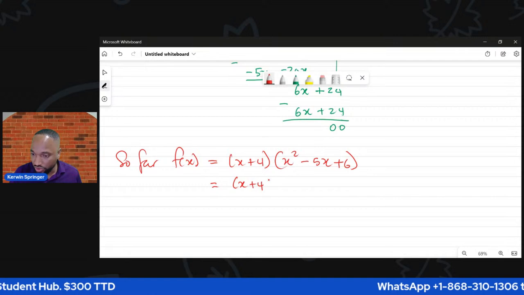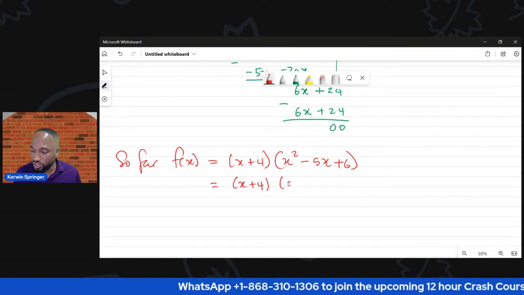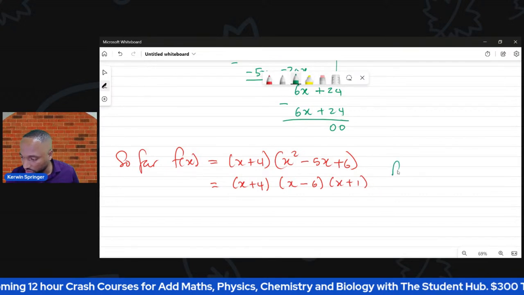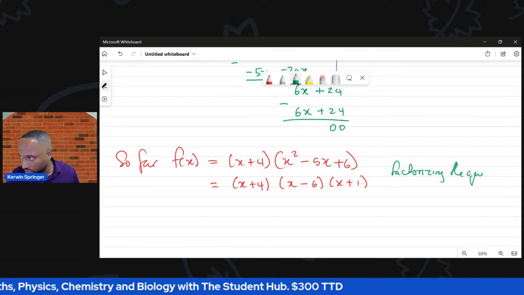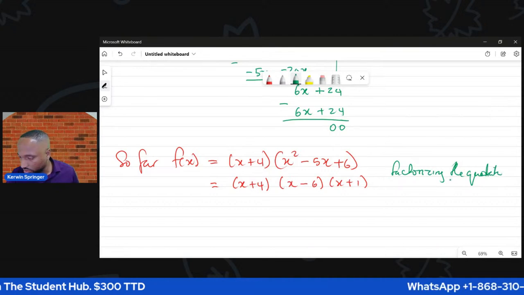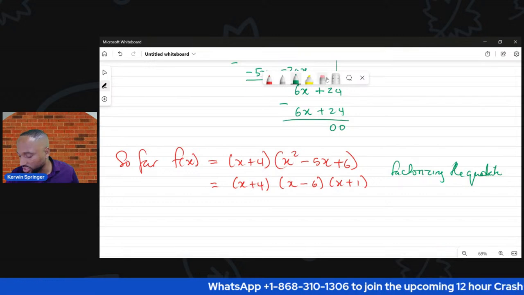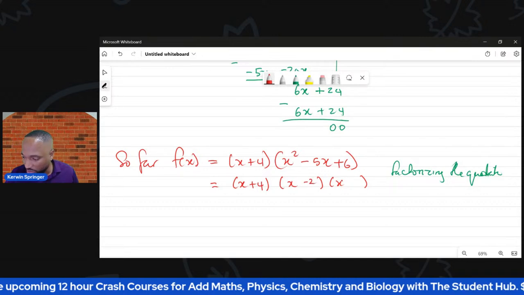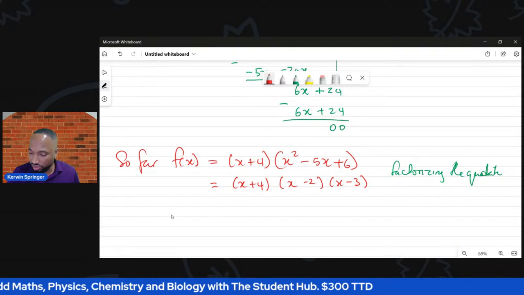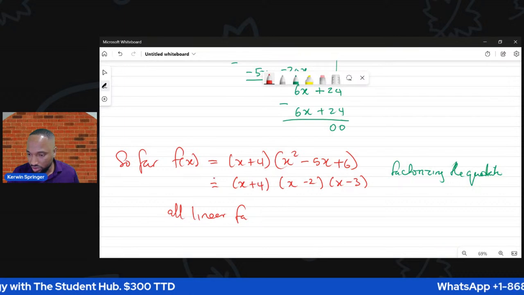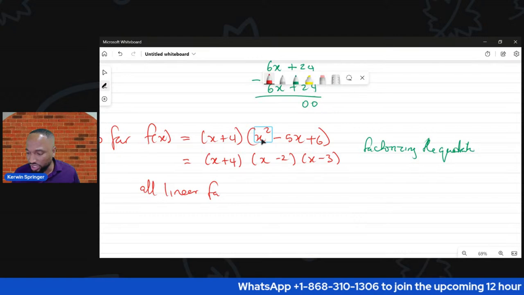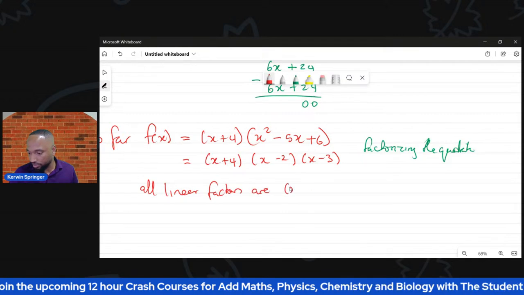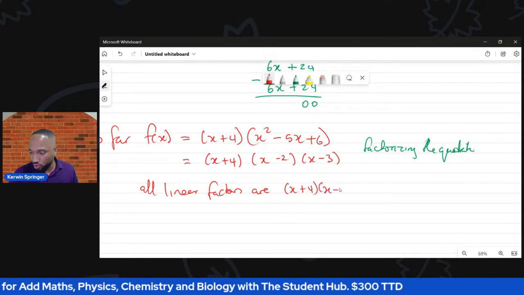So it's x plus 4, and then factorizing the quadratic. Negative 6 plus 1, oh no, sorry, I made a mistake. Negative 6 plus 1 is negative 5, but I wanted the product to be positive 6, so it has to be negative 2 and negative 3. How do I factorize quickly? I can do everything in my mind, but I made a mistake, I did it too fast. All linear factors are x plus 4, x minus 2, and x minus 3. Especially when the leading coefficient is 1, it's kind of easy to do in your mind. You can practice it and you'll get the hang of it.